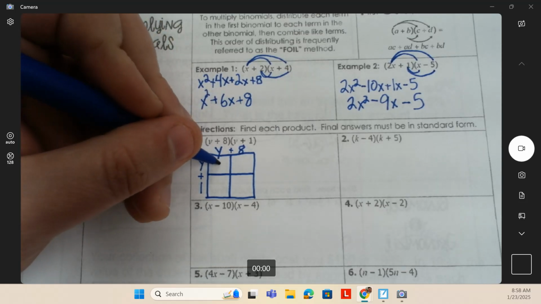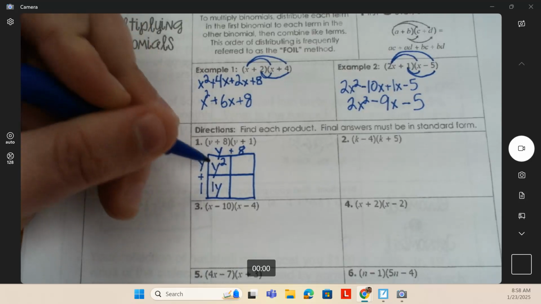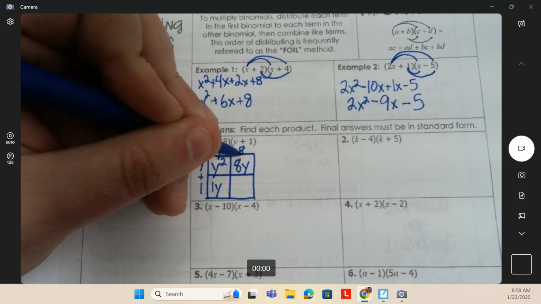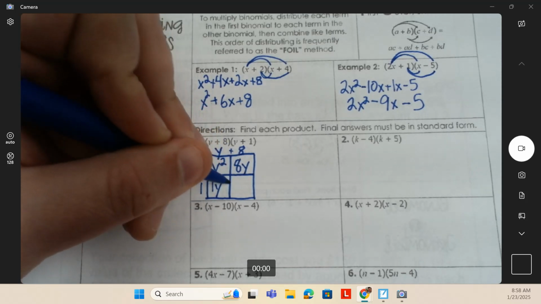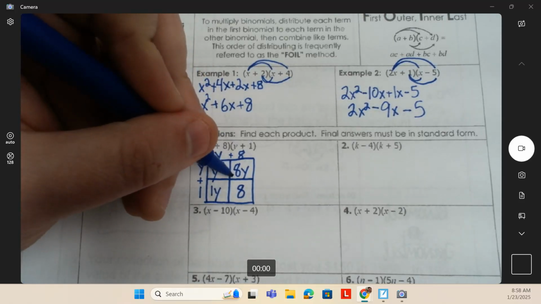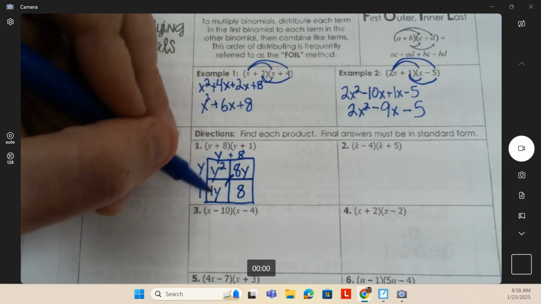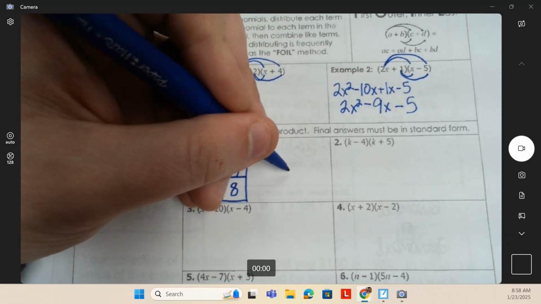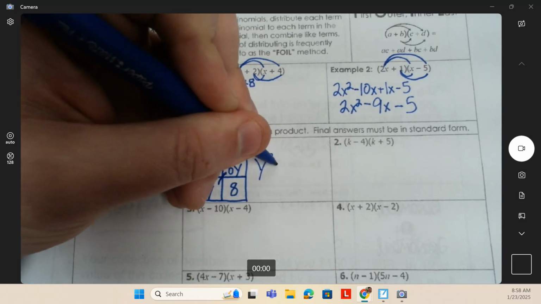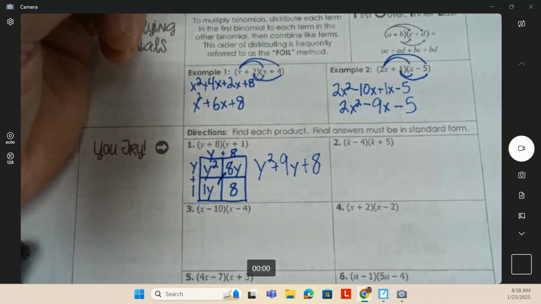And I'll do y times y is y squared. y times 1, just 1y. And y times 8 is 8y. Then I need to multiply all the way down, so 8 times 1 gives me an 8. Then I look for my like terms, which should be diagonal right here, and I add those together. So a positive 8y and a positive y would give me a positive 9y. So writing it all out in order, I have y squared plus 9y plus 8.